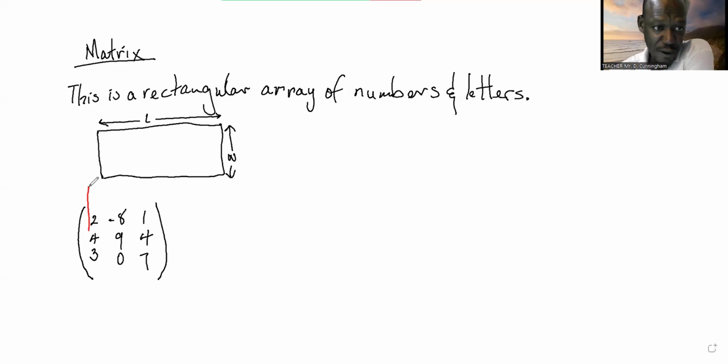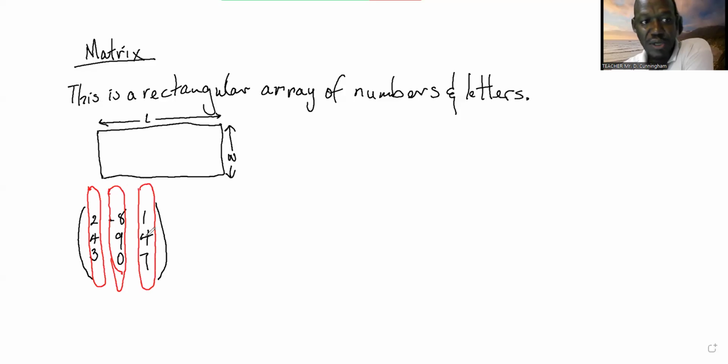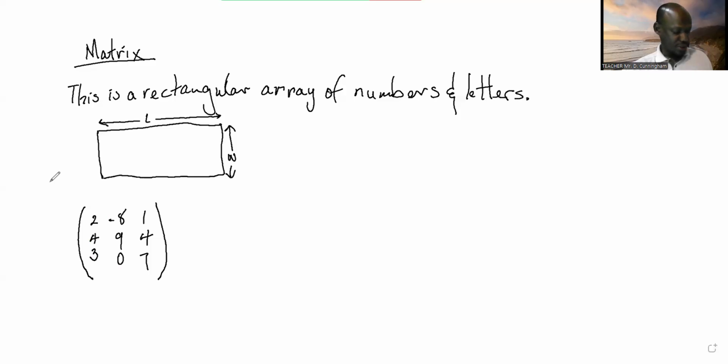So 1. This is a column. 2. It's another column. 3. That's the third column. All right.